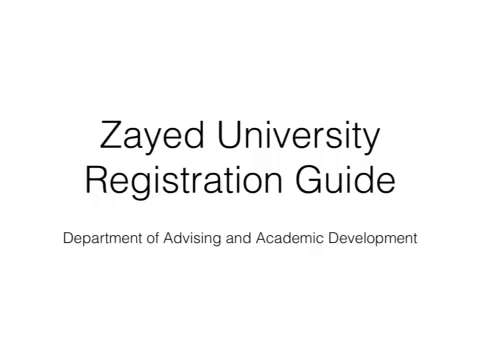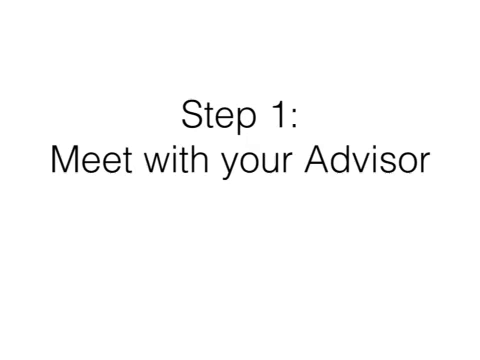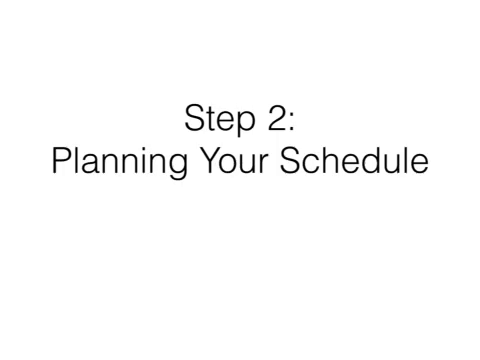This tutorial will walk you through the process of planning your courses and registering for your next semester. The first step you will need to take is to meet with your advisor. Your advisor will tell you which courses you'll need to take, and they will give you your ALT PIN, which is a code you need to complete your registration. After you have met with your advisor, and before the registration period begins, you can start planning your schedule.